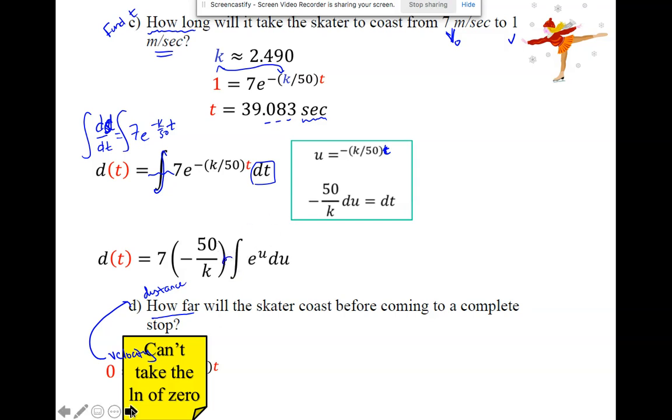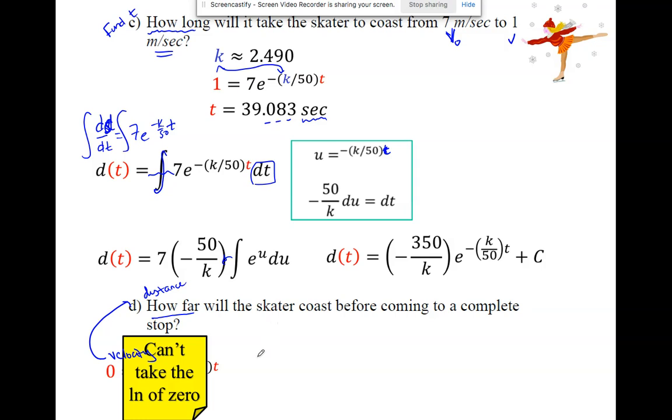The integral of e to the u is just e to the u. So distance is equal to 7 times negative 50, which is negative 350, over k. Remember, I know my k. I just didn't write it every time. E to the negative k over 50 t plus c. Oh my goodness. So that is the distance in terms of time. How does that help? I don't really have a point to plug in for c, right? How far will the skater coast before coming to a stop?